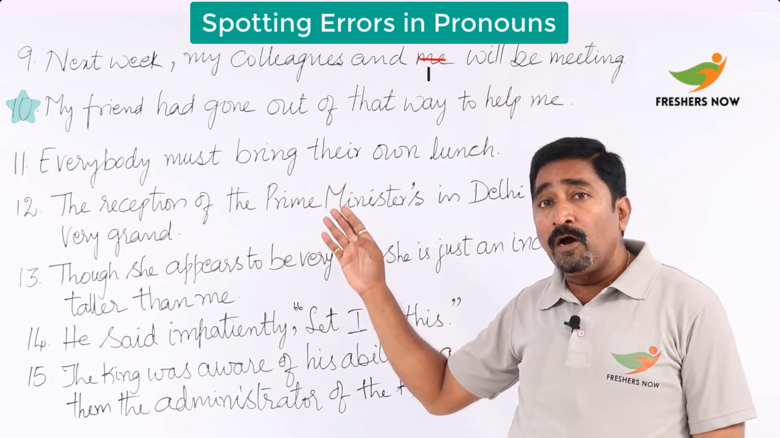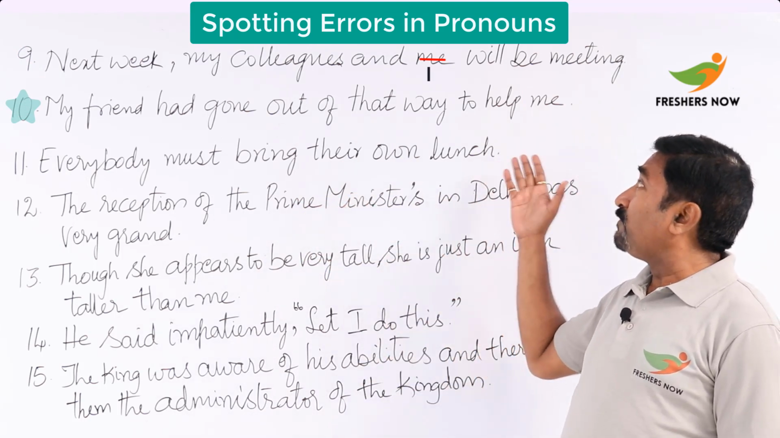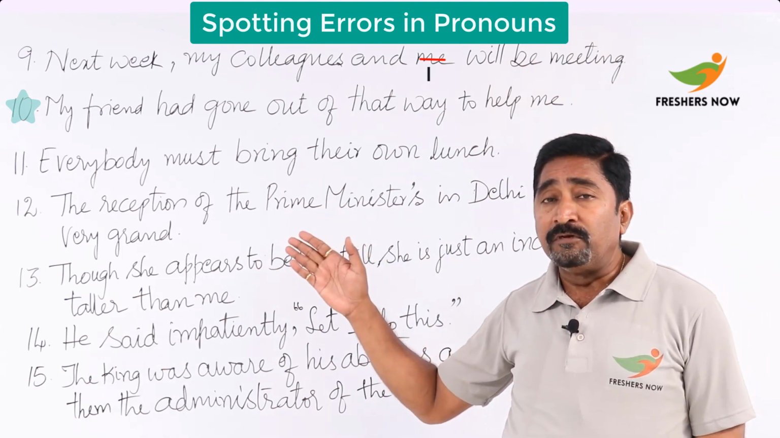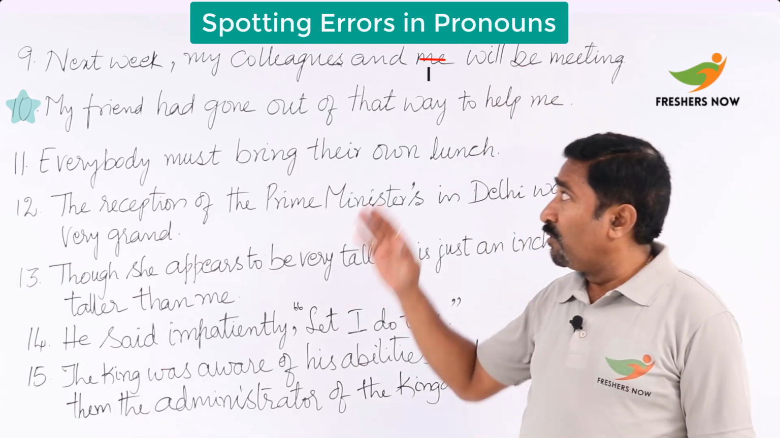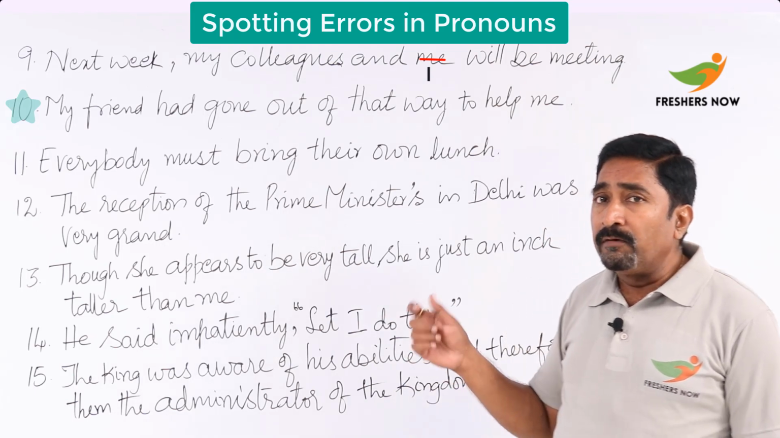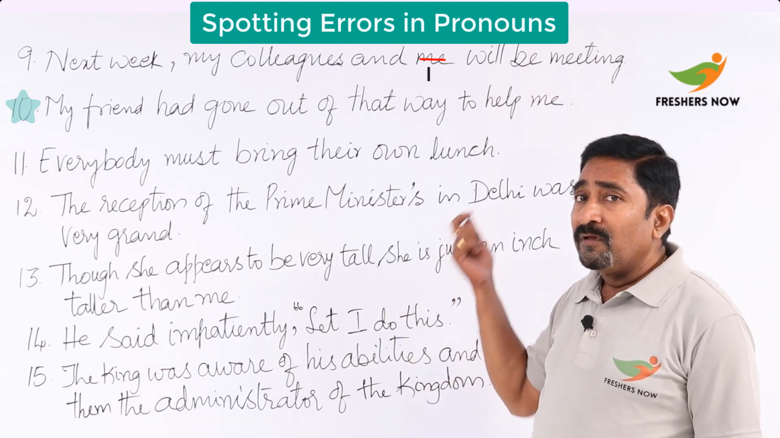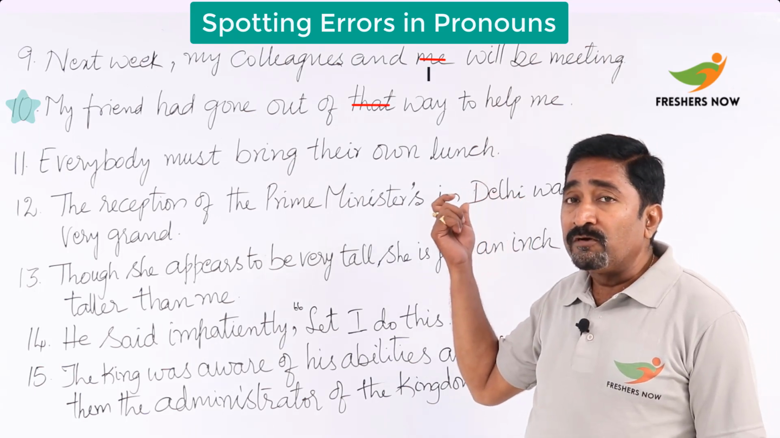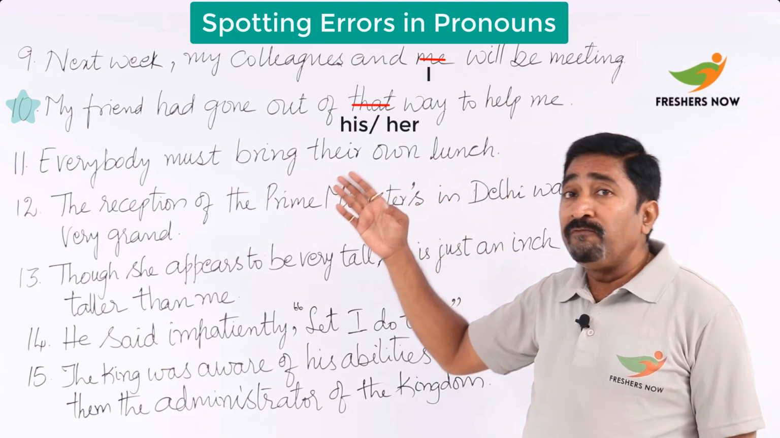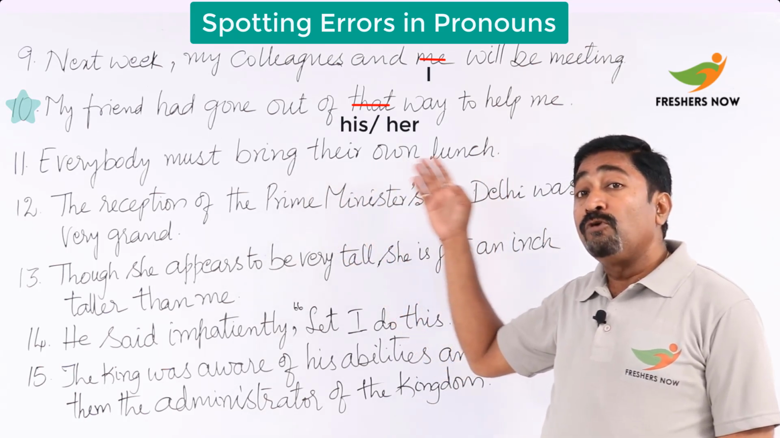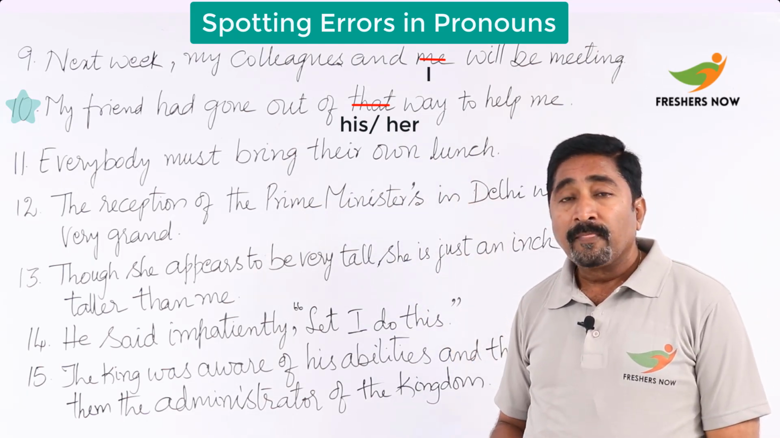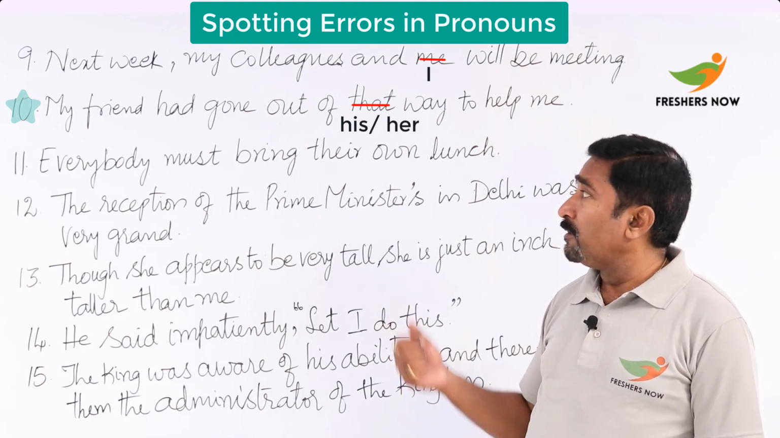My friend had gone out of the way to help me. Now you can understand here the subject is friend. So had gone, it may be the friend, he or she. So here we need to check the pronoun used. So we should use the pronoun his or her and say that my friend had gone out of his way or her way to help me. So this is the care we need to take.